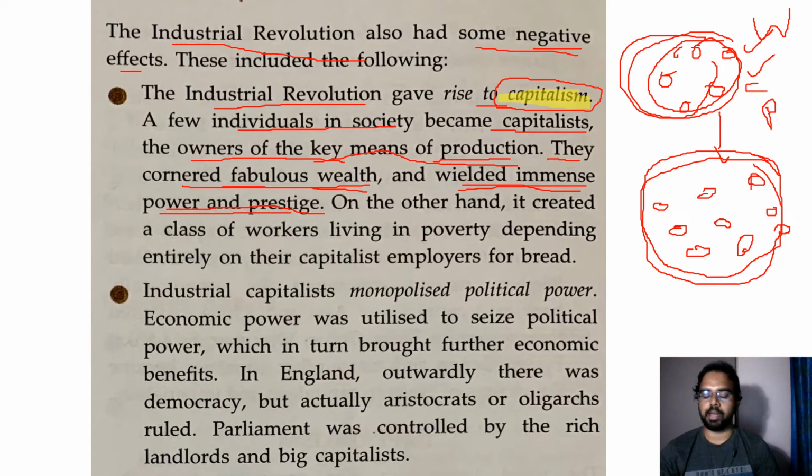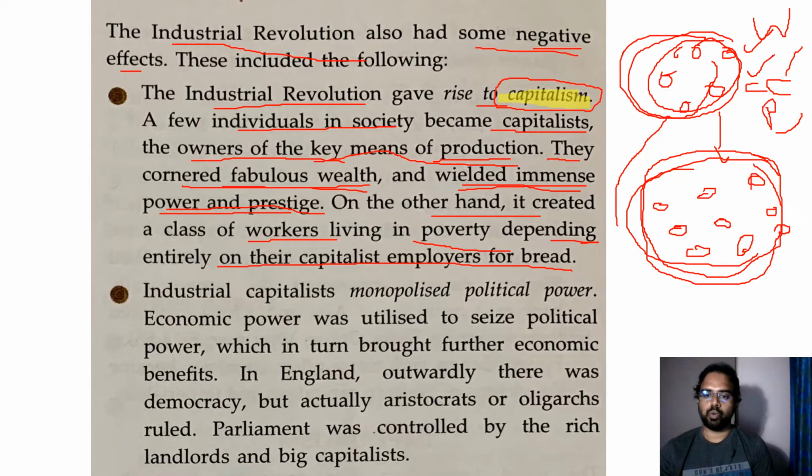they are called capitalists. Capitalist means they are the people who invest capital. Capital means you can call it money. So these capitalists, who invest money and are responsible for the control of the entire production in that country, turn into more wealthy and very powerful people. On the other hand, it created a class of workers living in poverty, depending entirely on the capitalist employers for bread.